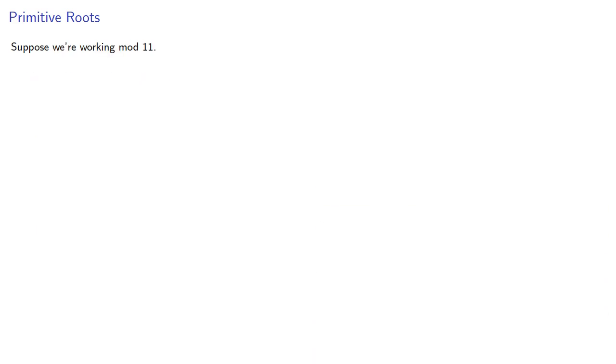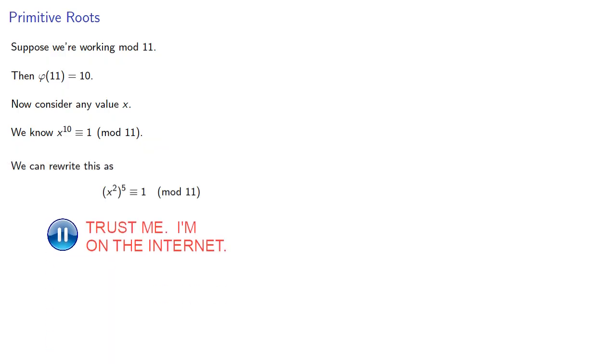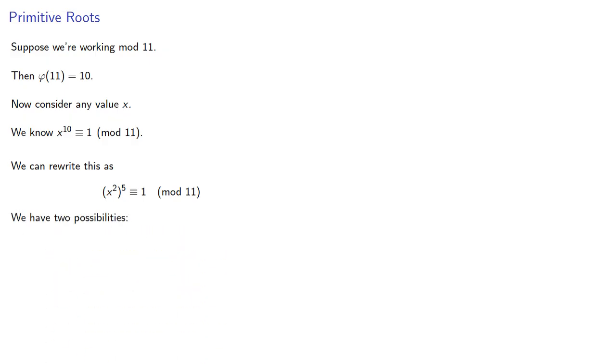Suppose we're working mod 11. Then phi of 11 is 10. Now consider any value x. We know that x to the 10 is congruent to 1 mod 11, and so we can rewrite this. And so we have two possibilities. Either x squared is congruent to 1, so x has order 2, or x squared is not congruent to 1, so x squared has order 5.